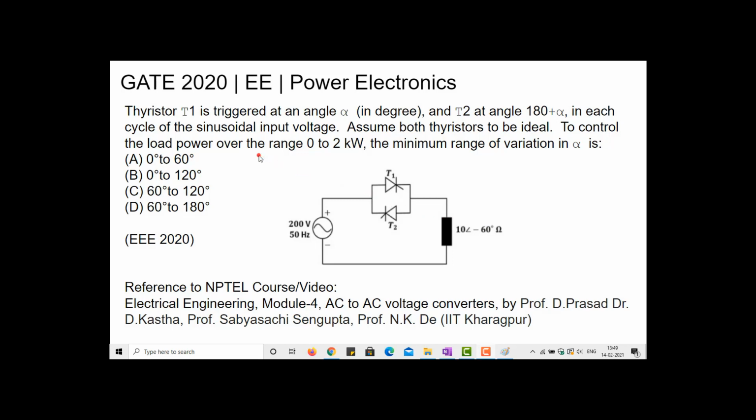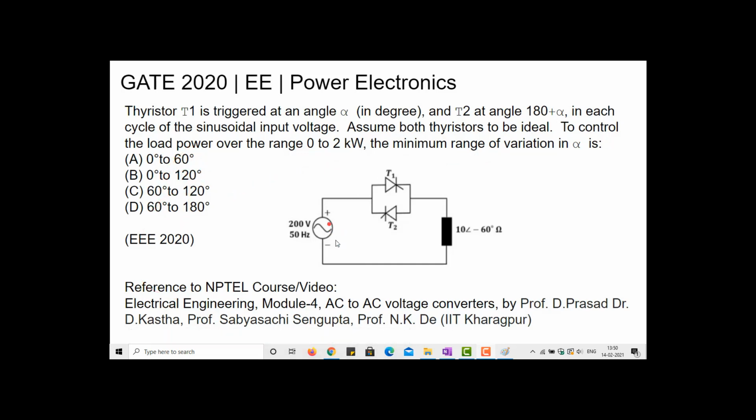Welcome all. Now I am going to discuss question number 12 from the GATE 2020 paper, Electrical Engineering. The question is: thyristor T1 is triggered at an angle alpha and T2 is triggered at an angle 180 plus alpha in each cycle of the sinusoidal input voltage. Assume both thyristors to be ideal. To control the load power over the range 0 to 2 kilowatts, the minimum range of variation in alpha is. These are the given options.